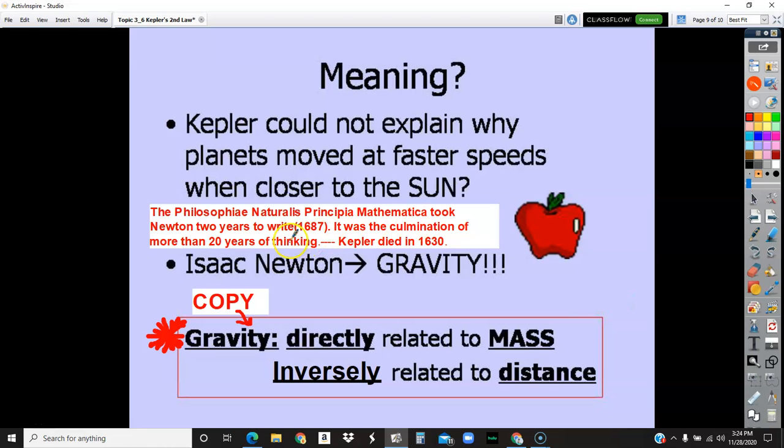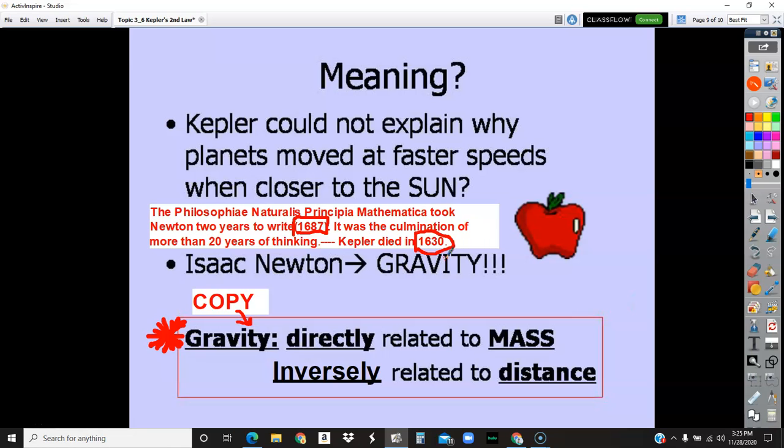He wrote that book. It took him 2 years. It was published in 1687. It was the culmination of 20 years of thinking. So this was a 20-year project. It took him 2 years, Newton, to write the book. It comes out in 1687. Kepler, unfortunately, died in 1630. So he died about 50-something years before the book came out.